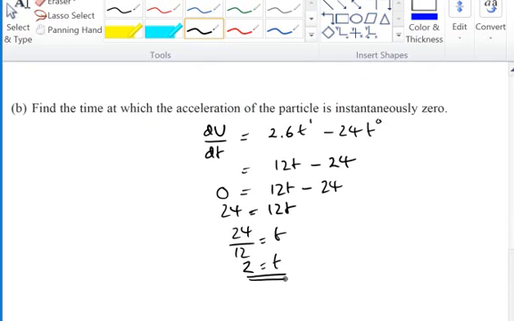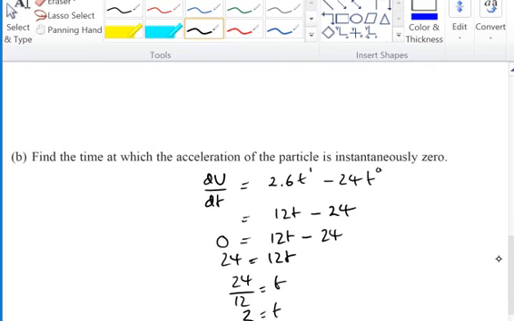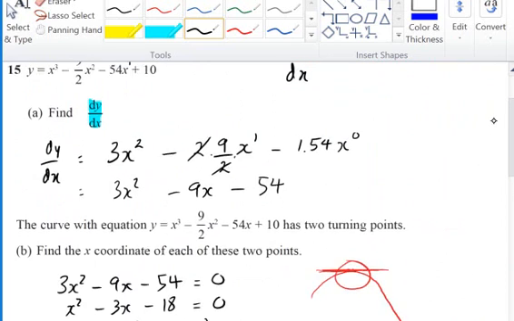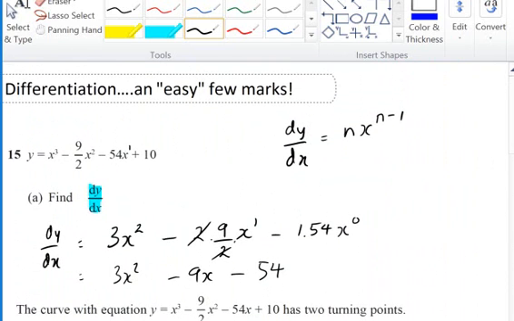And your question's complete. Easy to get marks. And I think that covers most of the types of example you may have to deal with. So good luck getting a few easy marks.